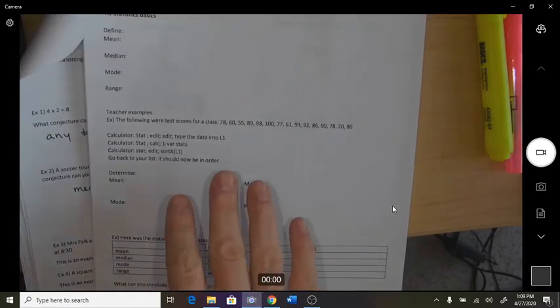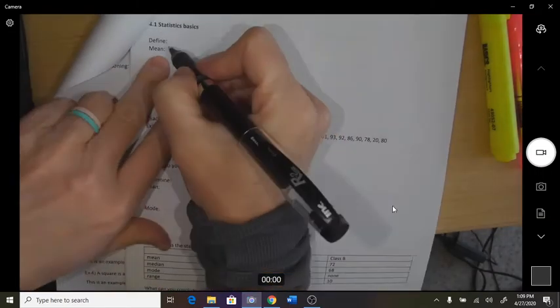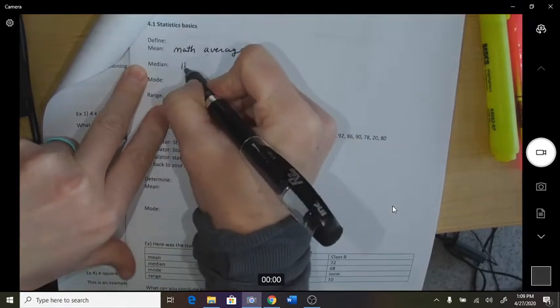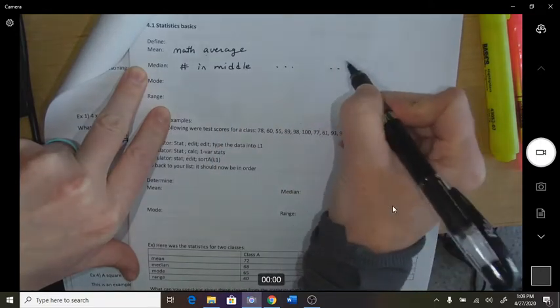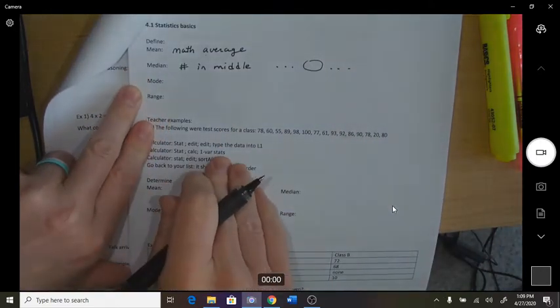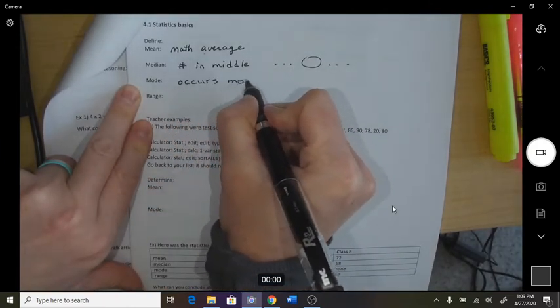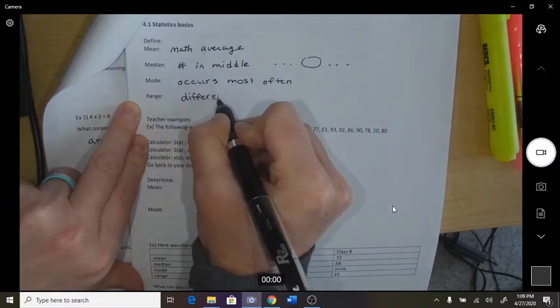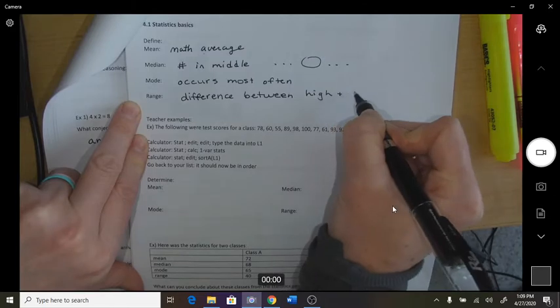Okay, Unit 5 or Unit 4 is statistics. So some definitions. The mean is the mathematical average. The median is the number in the middle. And the mode is what occurs the most often. And the range is the difference between the high and the low values.